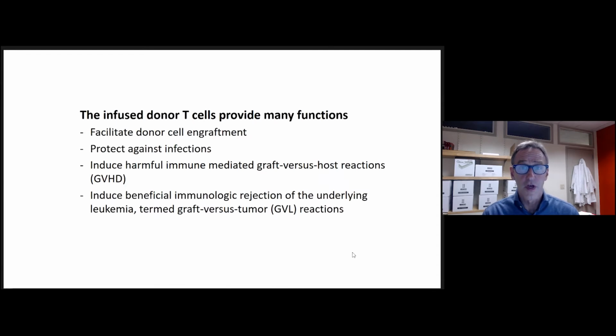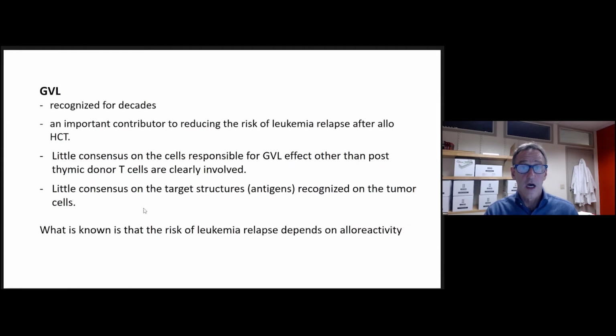The infused donor T cells, as everybody knows, provide several important functions. They facilitate donor cell engraftment. They protect against infections. They induce the deleterious, harmful immune-mediated graft versus host reactions, graft versus host disease. And at the same time, they induce beneficial immunologic rejection of the underlying leukemia in a process we call graft versus leukemia reactions. That GVL has been recognized for decades and is well known. It's very important at reducing the risk of leukemia relapse after transplant.